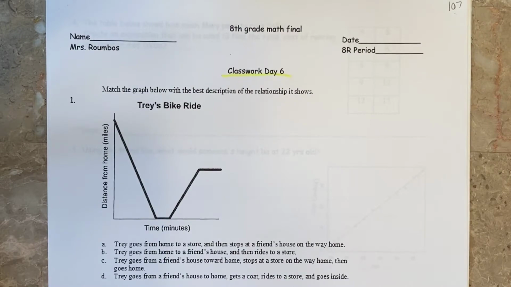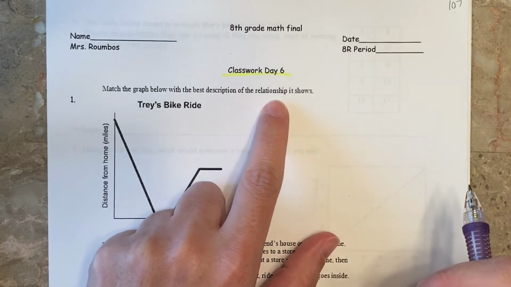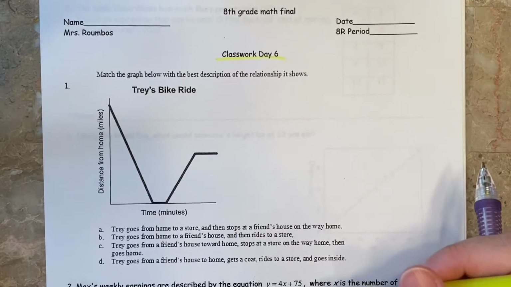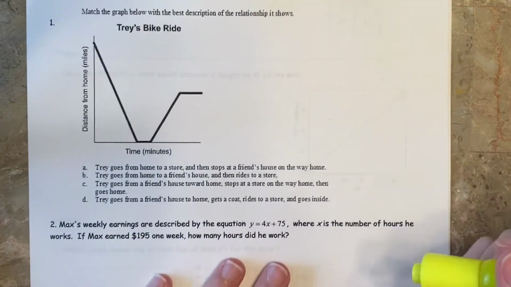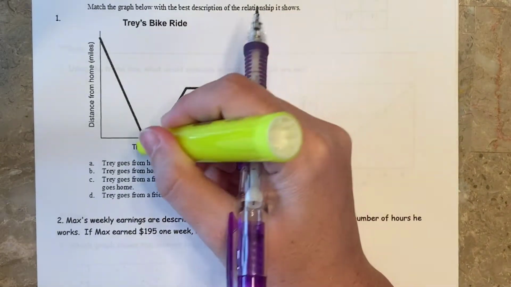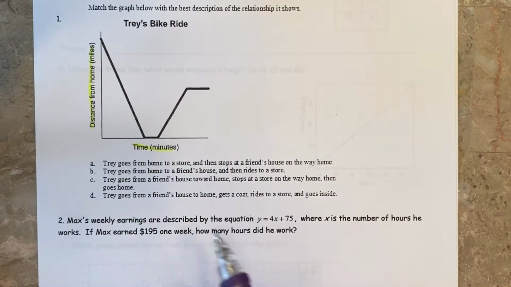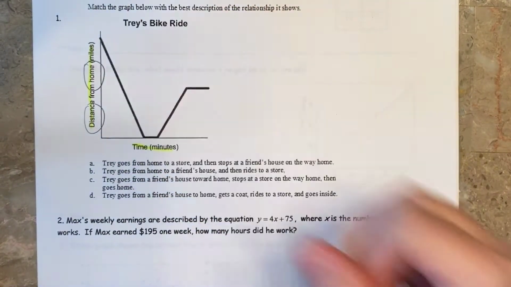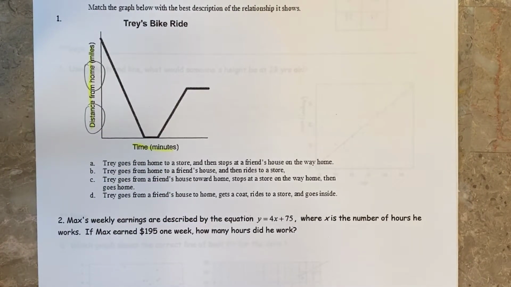Number 1. Match the graph below with the best description of the relationship it shows. So this should actually look familiar. We actually did this one in class together. So, all right, you have time and distance from home.